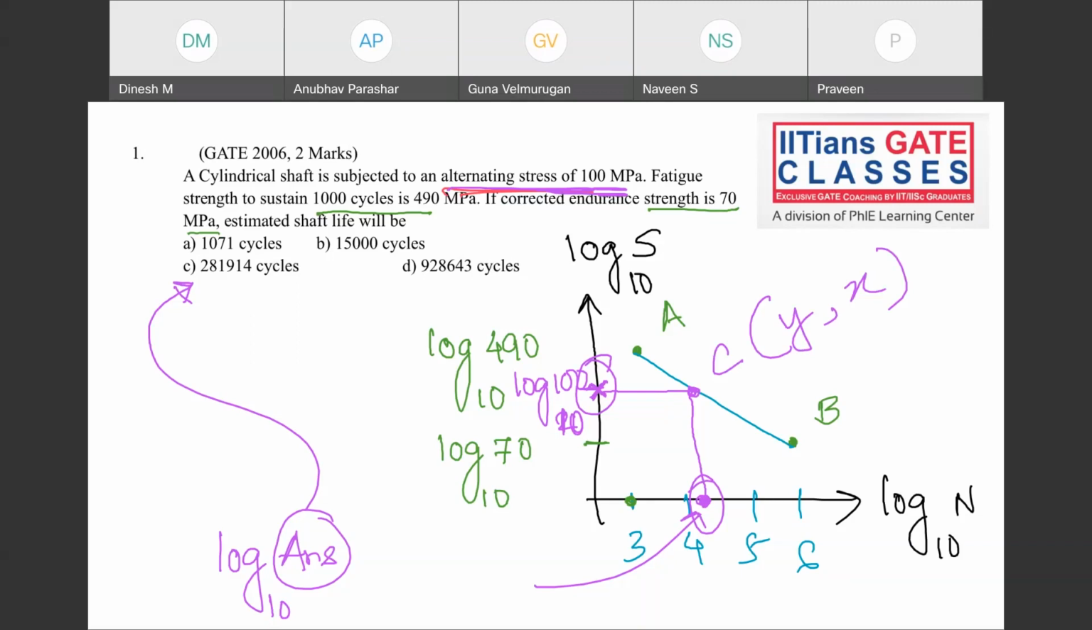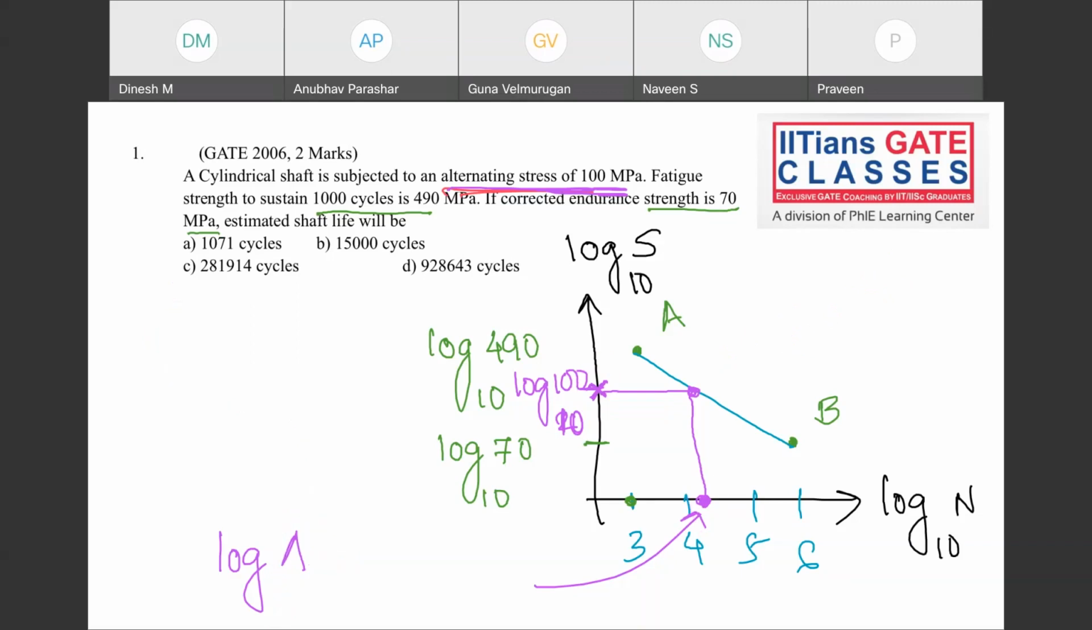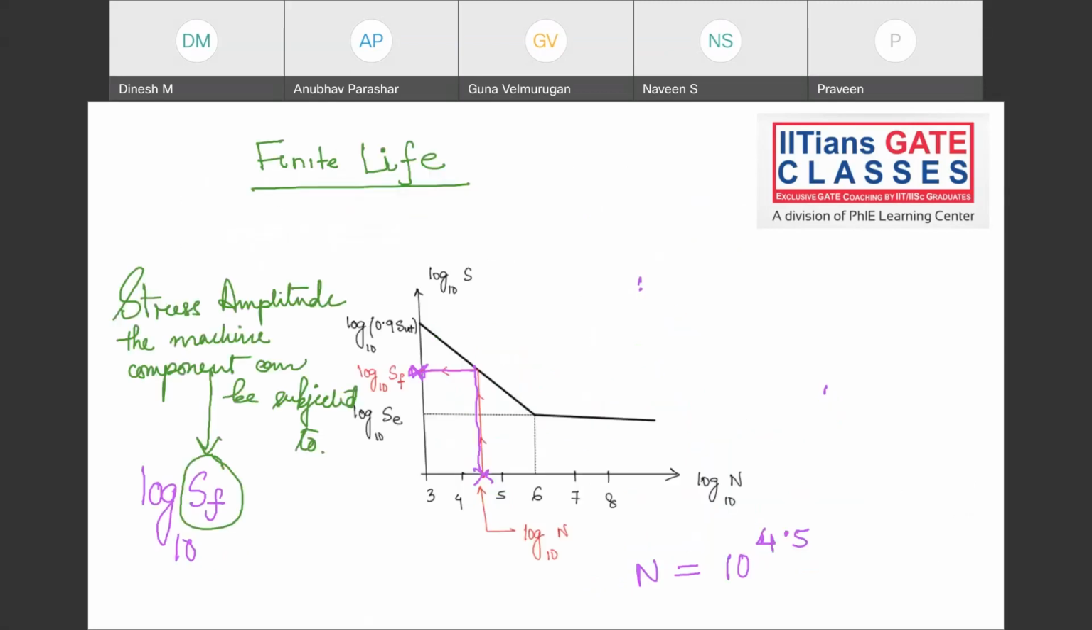Praveen wants to know how you have plotted point B. Again, I'll tell you. See, what is point B? The endurance limit is already given, that is 70 megapascal, right? So we know the endurance limit. This is going to be the point B.